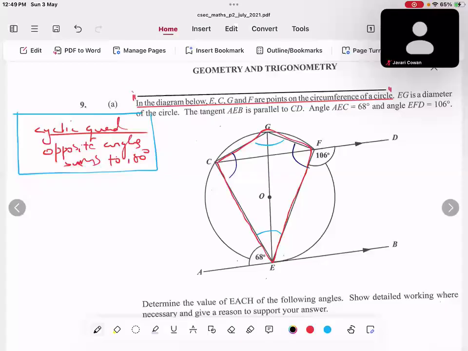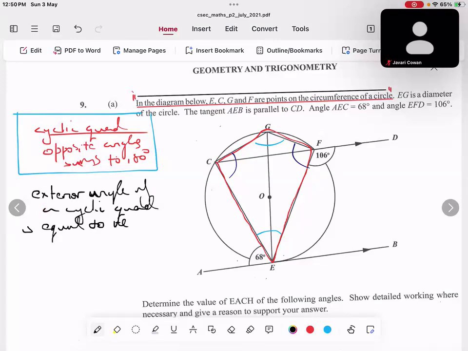It also tells me, again, that the exterior angle of a cyclic quad is equal to the interior opposite. So the exterior angle of a cyclic quadrilateral is equal to the interior opposite.